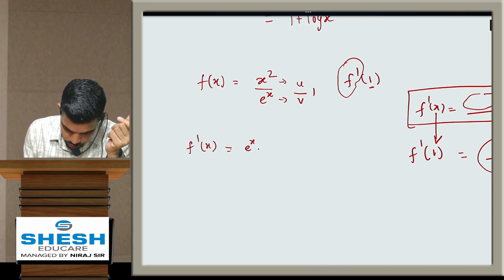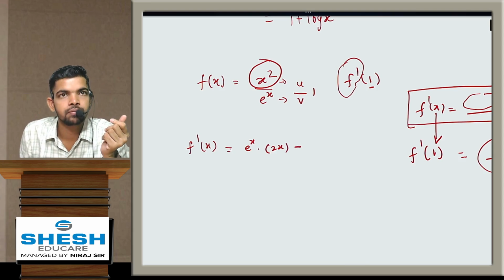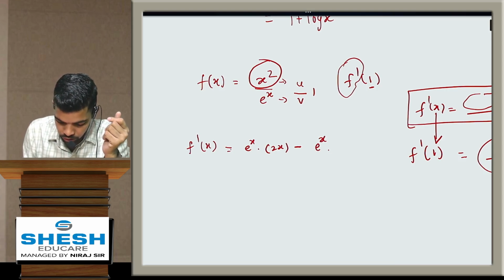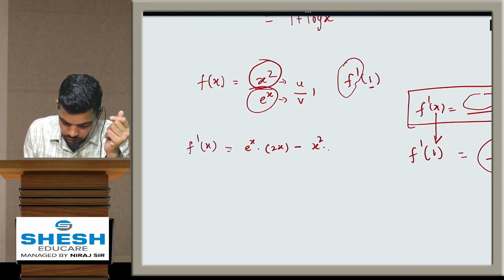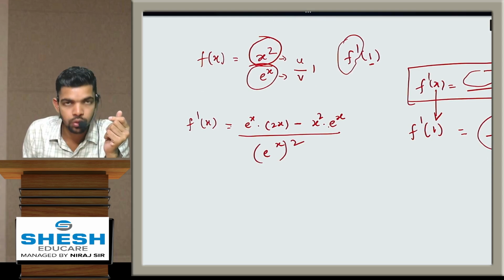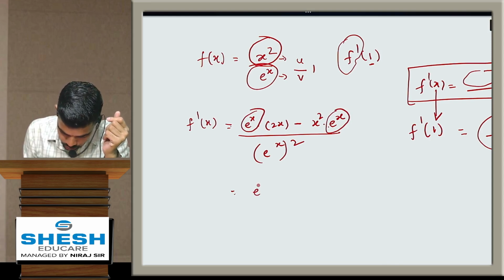v into derivative of u, x square का derivative, which is 2x, minus u, which is e raised to x, into derivative of v. Minus x square into derivative of v, which is e to the power x upon e to the power 2x, means e raised to x the whole square, you can also write. Now what can we take common here? e raised to x is common. So take e raised to x common.